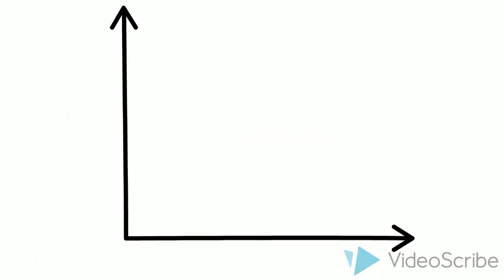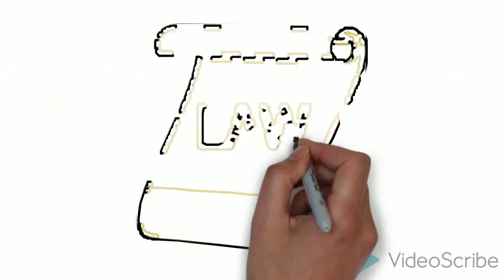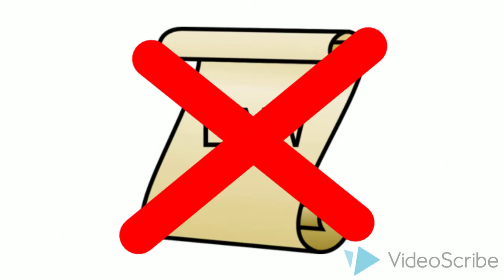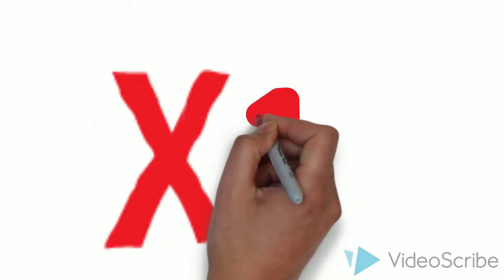This is because India has a cheap e-waste market, which is available for only $2 per product, whereas in the US and Europe, e-waste costs about $20 per product. This huge difference is because there are no laws on how to dispose of technology in India. According to the United Nations Environment Program, between 2007 and 2020, television e-waste will double, computer e-waste will increase by 5 times, and cell phone e-waste will increase by 18 times.